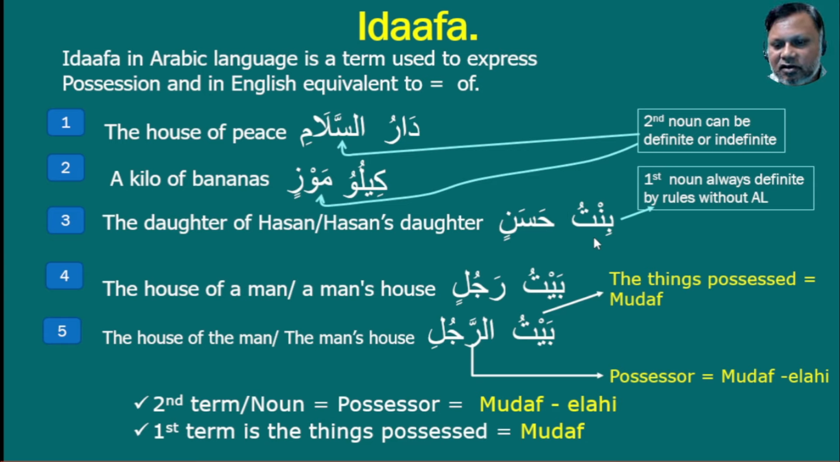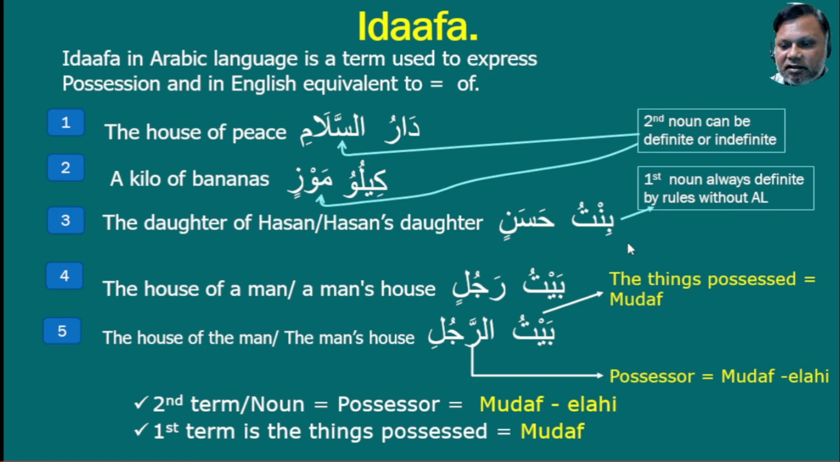This is the baitu that Hassan owns. So the first word is always definite. We don't need to put al. It is unnecessary to put al, we can if we want, but we don't need to, because by default whenever we use this relationship, it is definite. And we cannot put double definiteness. The first word is always definite without al.